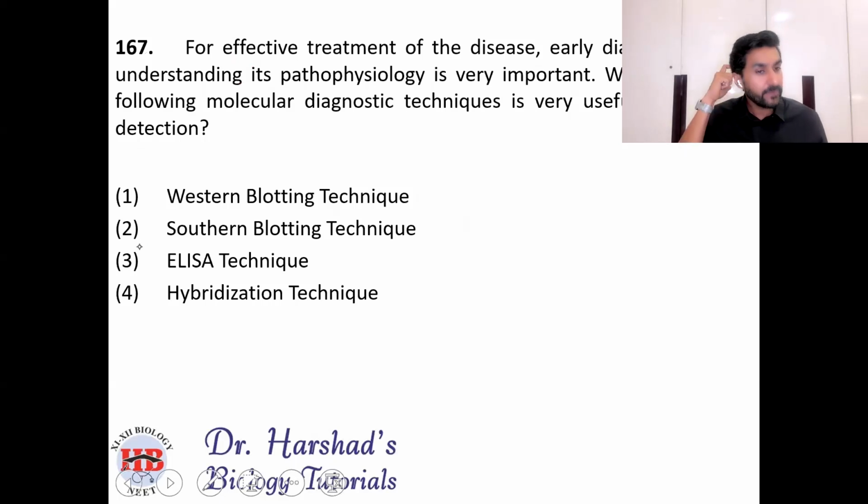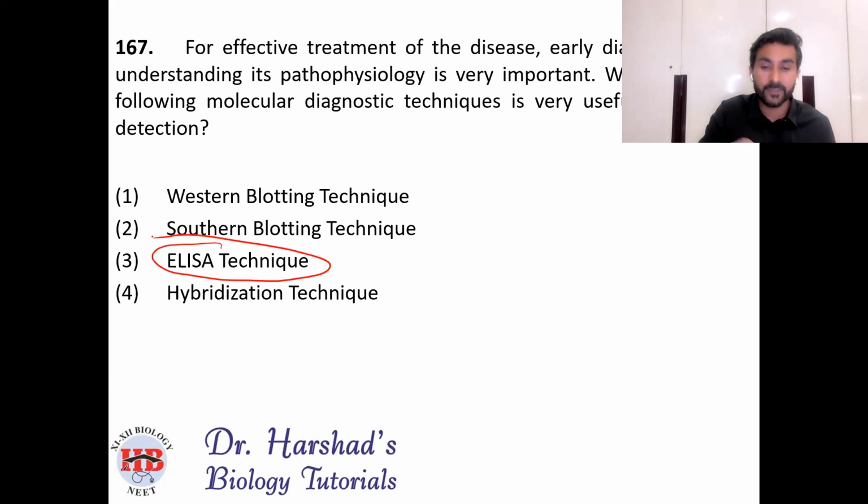For effective treatment of diseases, early diagnosis and understanding its pathophysiology is important. Now, this is a question which talks about molecular diagnosis technique, and one of the techniques used in molecular diagnosis, which we have learned in 2 parts. It is there in your genetics section. It's also there in your AIDS section. It is a technique called enzyme-linked immunosorbent assay, which is ELISA. So that would be our answer.